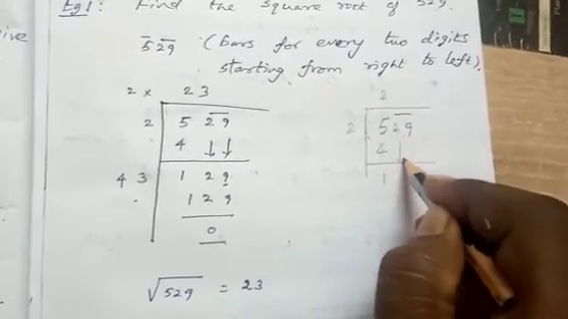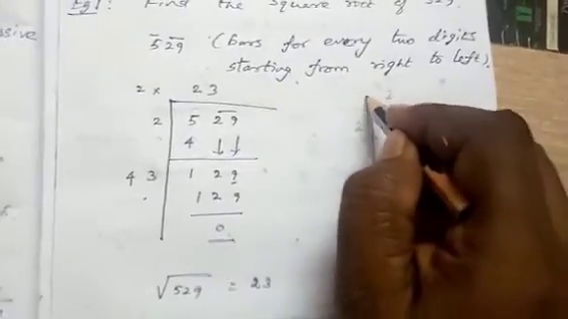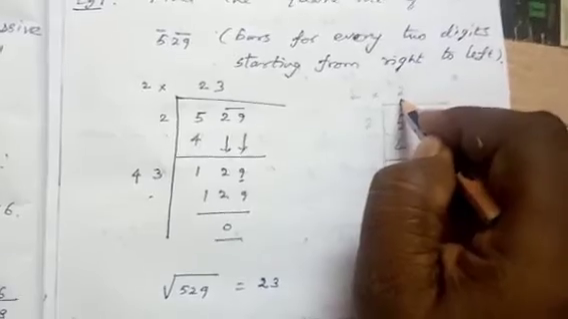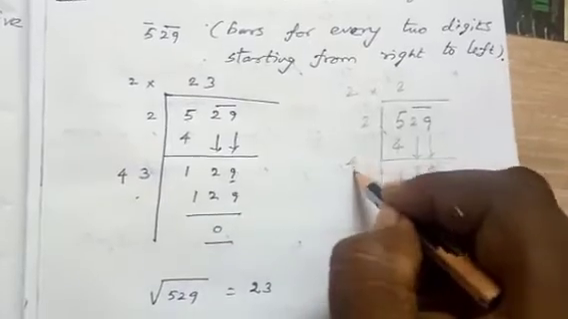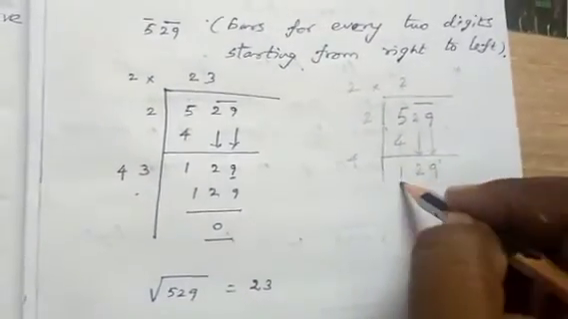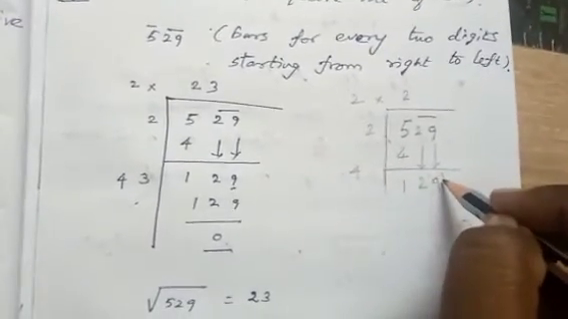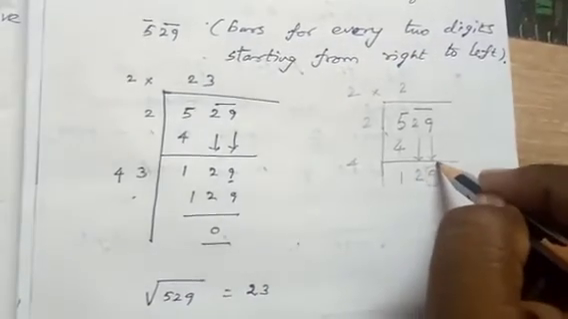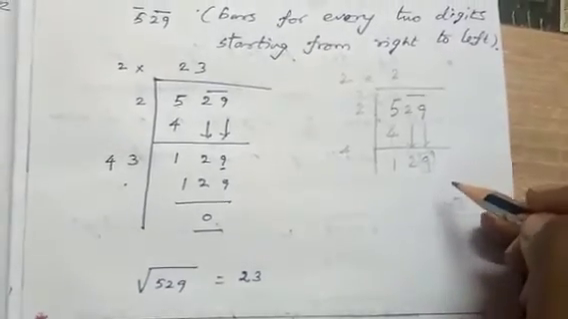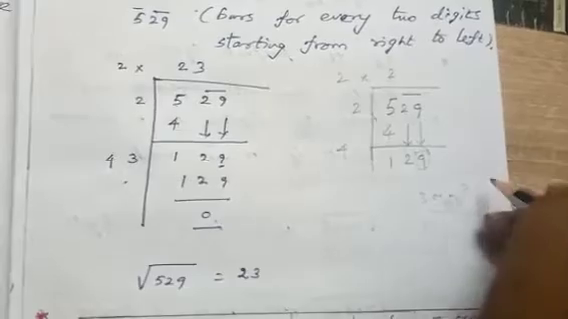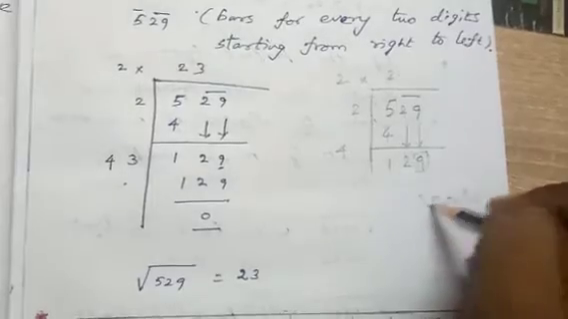Next, bring down the next pair, 29. The next step is to multiply 2 by the quotient. The quotient is 2, so 2 twos are 4. Here we have 129 and the divisor 4. We know that the ones place of the square number is 9, so the ones place of the square root will be 3 or 7.